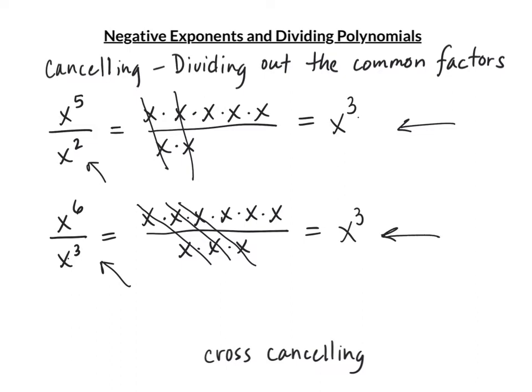And you might be guessing at this point, couldn't we just subtract the exponents? 5 minus 2 is 3, yes. 6 minus 3 is also 3. Yes, that works. And that kind of makes sense if you think about it. Remember how when you multiply, you add your exponents? When you divide, you subtract them.